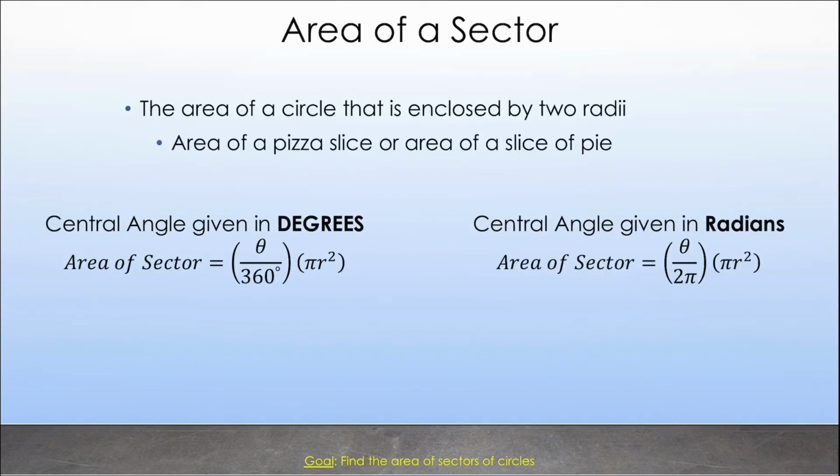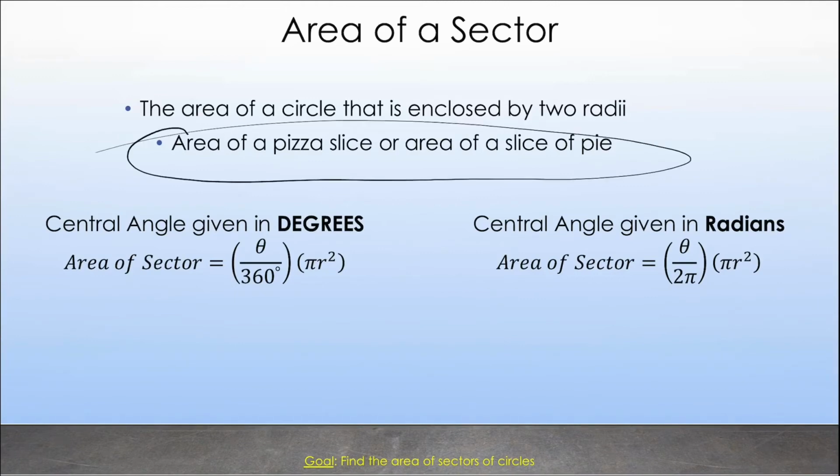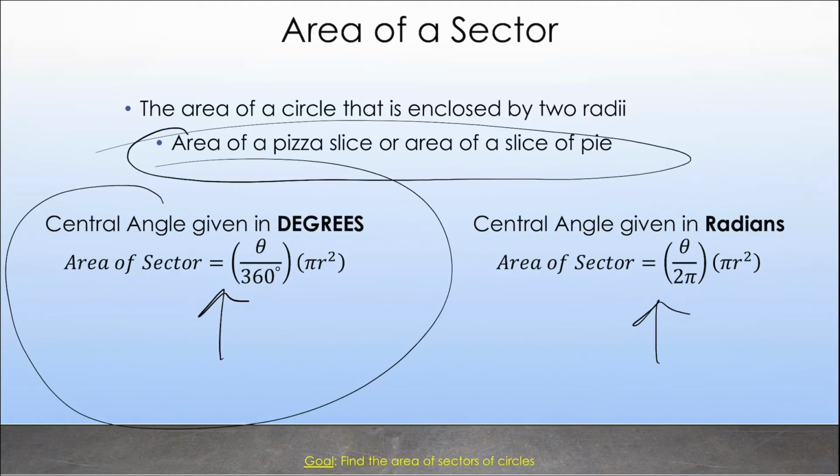Alright, the area of a sector. So I'm trying to find how much pizza, essentially. This is which slice is the better deal if I have two different slices of pizza. It's the area of a circle that is enclosed by 2 radii, the area of the slice of a pie. Once again, I have two equations, one for degrees, one for radians. I think I gave you all the quizzes in degrees, so we'll be using that one.